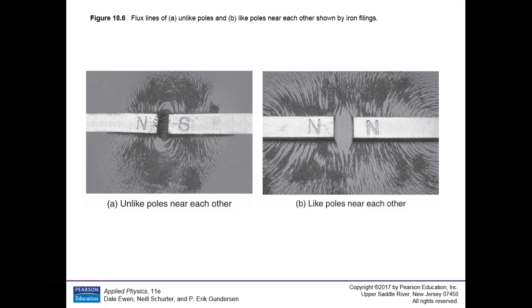Like magnetic poles repel each other; unlike magnetic poles attract each other. So a lot like electricity, in that like charges repel each other and unlike charges attract each other. We did that when we were doing charges. Okay? Now, why is that true?